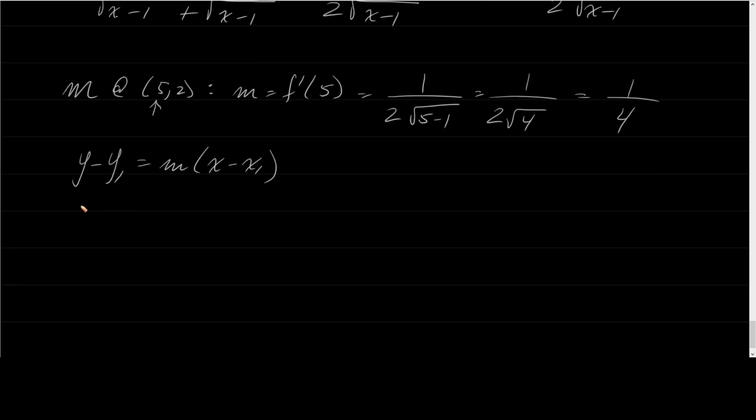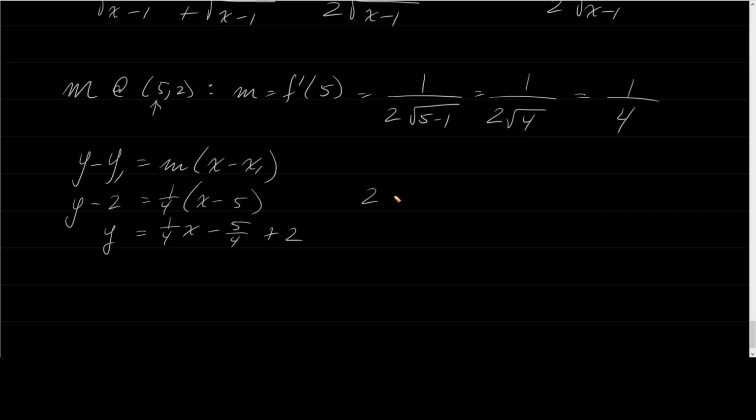So now in this formula, if I rewrite it, I have y minus y sub 1, that is our y value here, that 2. So we have y minus 2 is equal to m. M was 1/4. So 1/4 times x minus 5. At this point, let's distribute that 1/4. So I have 1/4 x minus 5/4. I'm also going to add this 2 to the other side. So I have plus 2. So that's what I get for y equals.